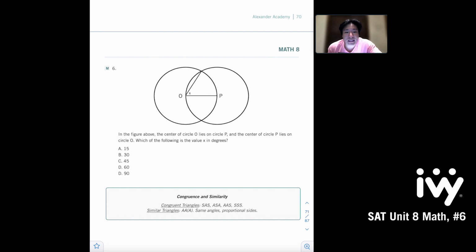Okay, question 6. In the figure above, the center of circle O lies on the circle P, and the center of circle P lies on the circle O. Which of the following is the value x in degrees? So first, this one looks kind of tricky.